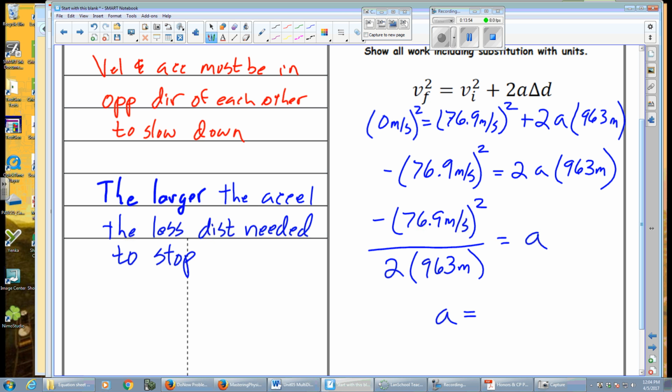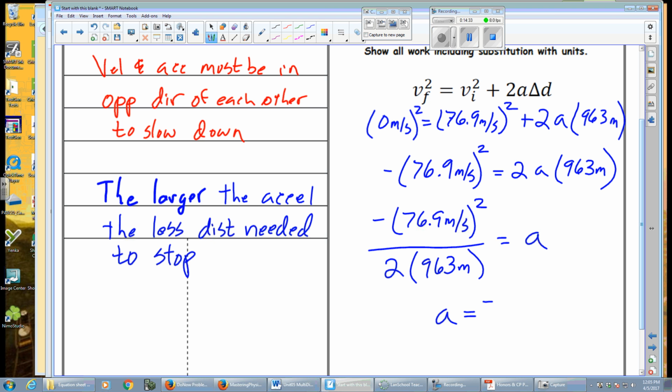Wait, is it supposed to be a big number? Because I got -36261.9. Now, be careful of your math, because if you just put in 76.9 squared divided by 2 times 963, the calculator might divide by 2 and then multiply by the 963. I put parentheses around mine. So the 2 and the 963 are done first, then divided into the top line.